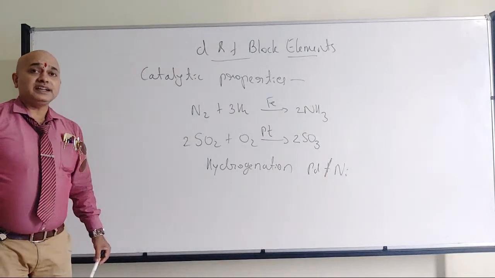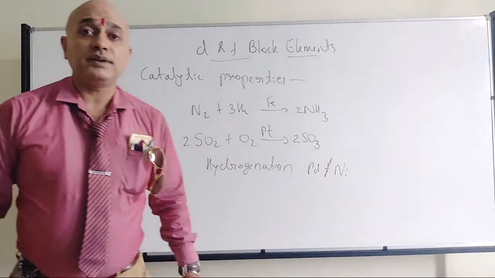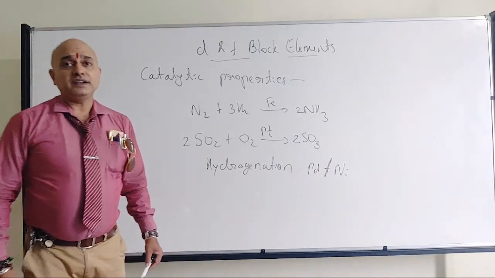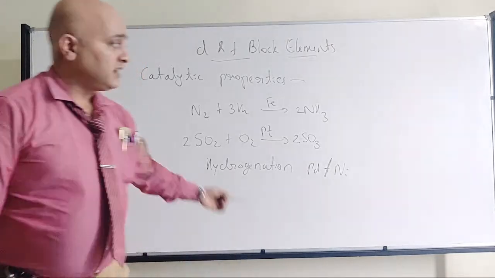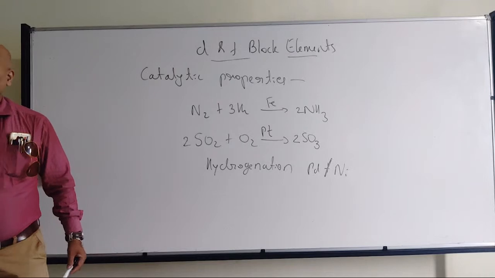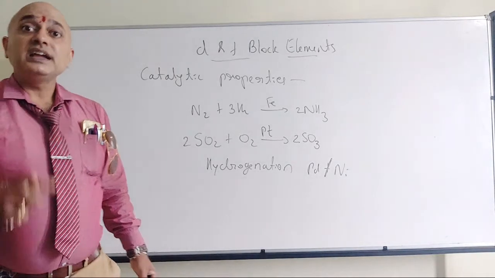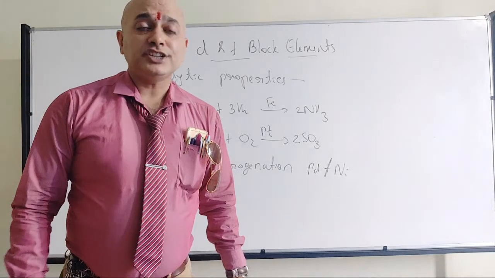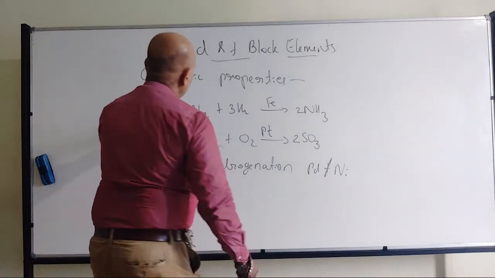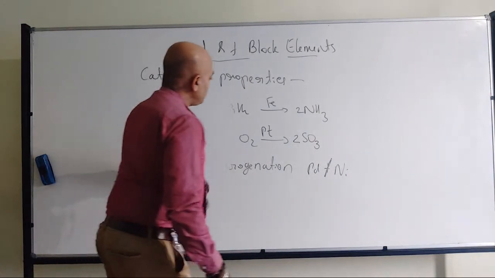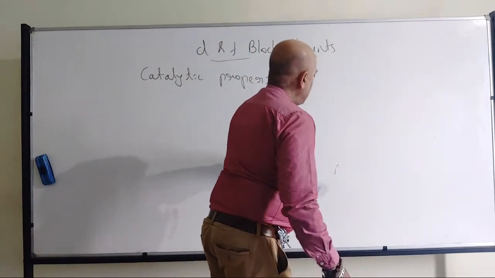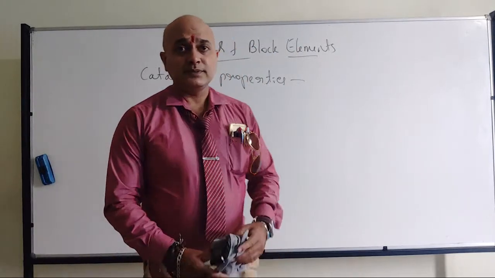So what I mean to tell you is these are some of the examples. Even in Ostwald's process, the contact process, Haber's process, the hydrogenation process, they use transition elements. There are plenty of reactions where metals are used as catalysts, and those metals are transition elements. Now, what is the reason? On what basis can transition metals be used as catalysts compared to alkali and alkaline earth metals?